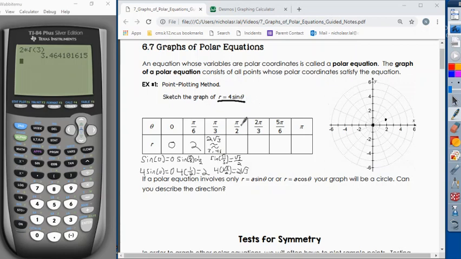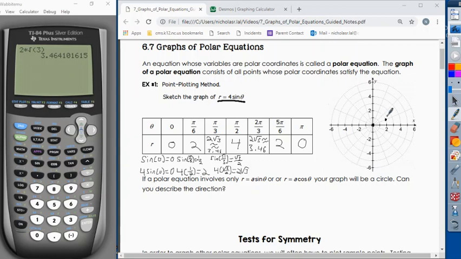The sine of pi over 2 is 1. 4 times 1 is 4. The sine of 2 pi over 3 is also root 3 over 2. So this will also be 2 root 3, which is approximately equal to 3.46. The sine of 5 pi over 6 is also 1/2. 1/2 times 4 is 2. The sine of pi is 0. And so 4 times 0 is 0.